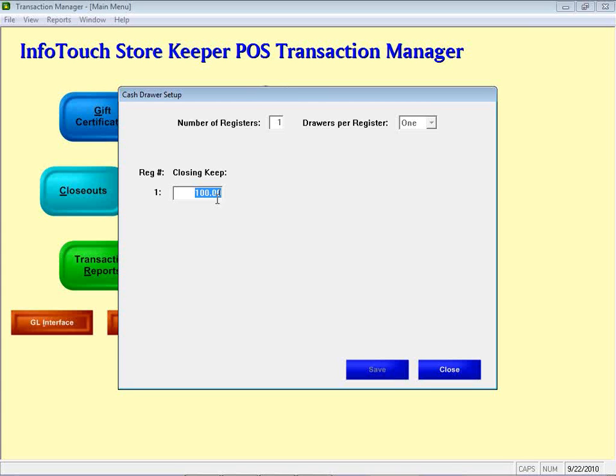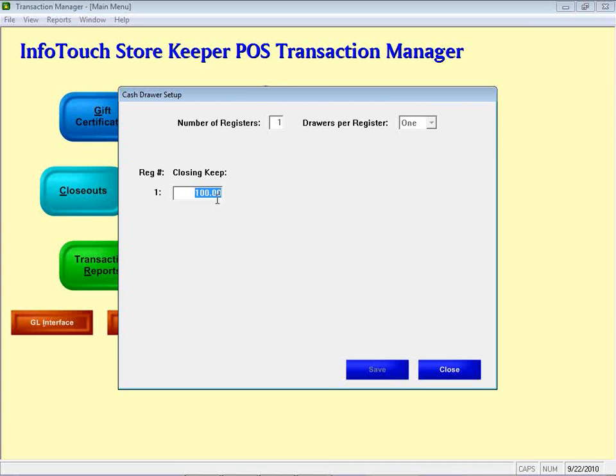Or even if I don't leave it in there, we're going to assume that the next person is going to bring $100 and put it in the drawer, because essentially what we're saying is there is a standard amount that is left that you start your shift out with. And when we go and count up the money at the end of the shift, we subtract that closing keep amount from the amount of money you count up, so we know how much you actually took in extra that needs to go to the bank.